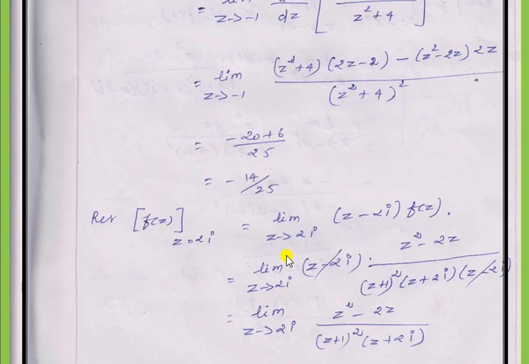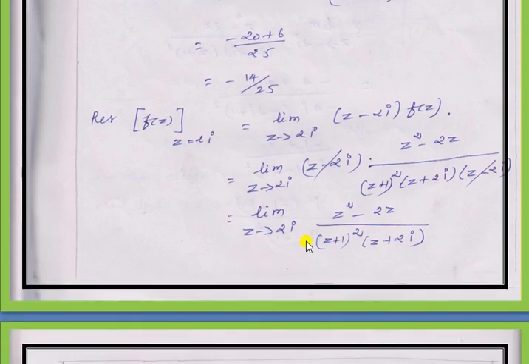the second pole is z equal to 2i. Here the order is 1. So, therefore, we need to use the simple pole formula. Limit z tends to 2i, z minus 2i into f of z. In z square plus 4, I am expanding z plus 2i into z minus 2i. z minus 2i, z minus 2i getting cancelled. I am substituting z tends to 2i in the remaining terms.